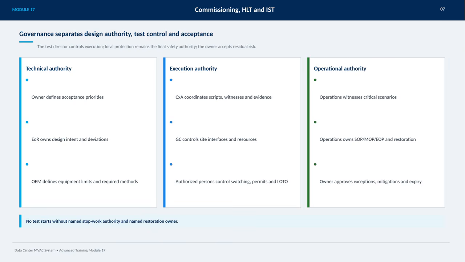From a technical perspective, the owner defines acceptance priorities to guide the project goals, while the engineer of record holds ownership of the design intent and any deviations that might arise. The OEM sets the equipment limits and outlines the required testing methods to maintain standards. Execution authority involves the commissioning agent, who coordinates test scripts, witnesses, and collects evidence to verify results. The general contractor manages site interfaces and resources, ensuring all elements align.